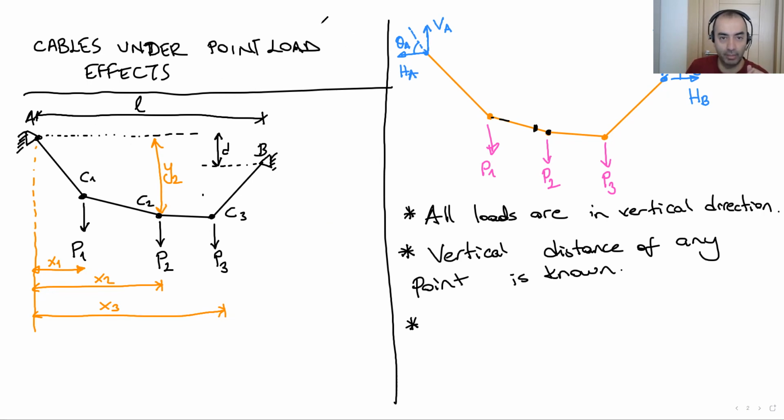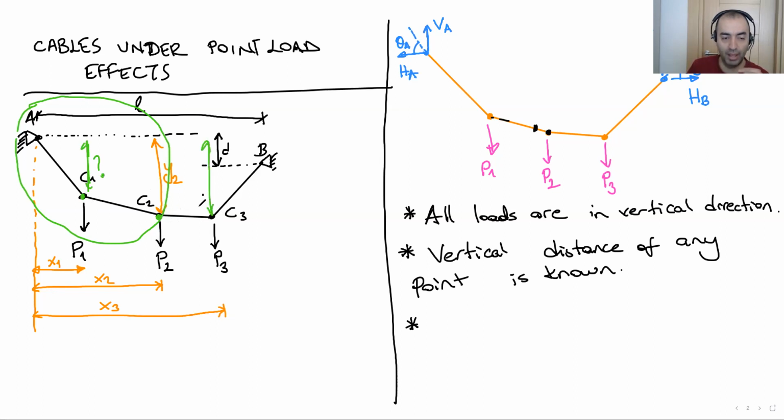For the 4th equation, what can I do? I can cut the system from here. Please take a look at this one. Because why? I know that when we look at all these C1, C2, and C3, the only point that I know the vertical distance is this C1, C2. When I apply this load, my C1 is here, but I don't know this distance. I don't know this one.